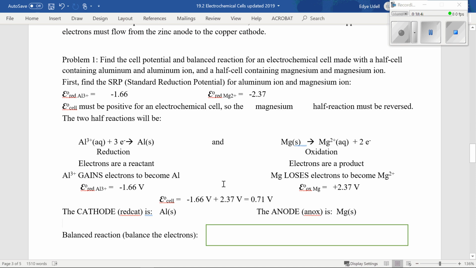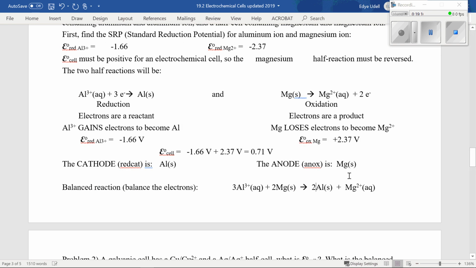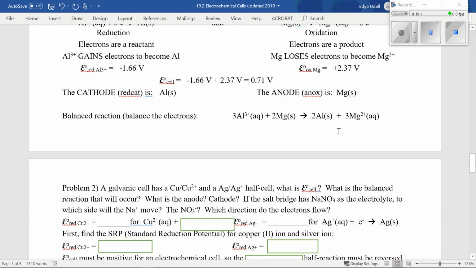For the overall balanced reaction, notice we have 3 electrons here and only 2 here. So I need to multiply this magnesium reaction by 3 and the aluminum reaction by 2. I add those together and I get this overall balanced reaction. This is not balanced yet. I need a 3 and a 2 and a 2 and a 3. And now that reaction is balanced.